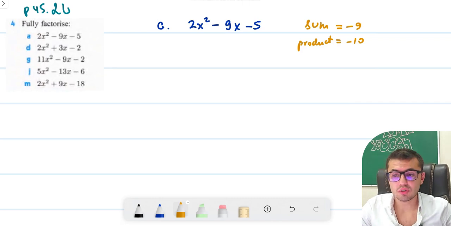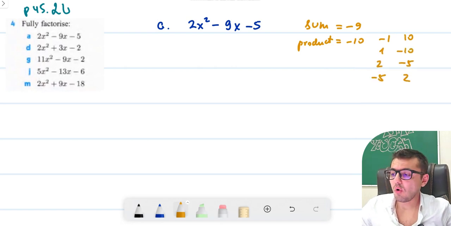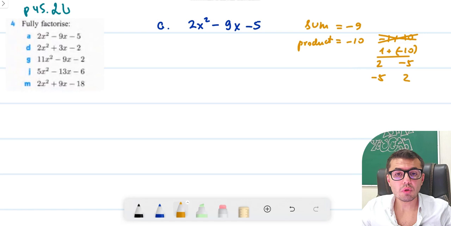So start with the product. For example, you have -1 and 10, 1 and -10, 2 and -5, -5 and 2. Those are all the combinations that you have. You don't have anything else, right? So you need to pick the pair that will give you -9 as the sum. If you add these, it will not give you -9, so that is not the answer. If you add these, you will have -9, right? So that is the answer.